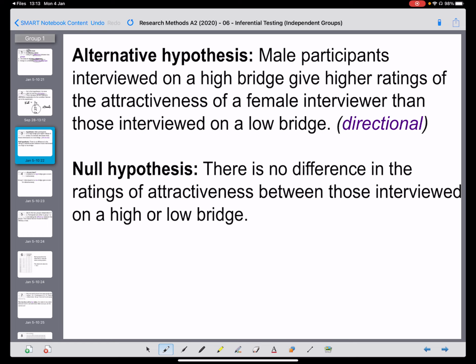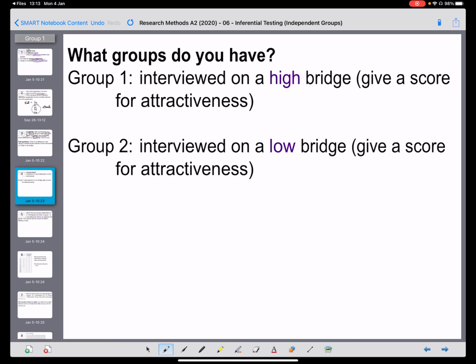Now, it's clearly something which I wouldn't approve of, giving any form of rating of attractiveness for anyone, but the principle behind this is that they are interviewed by a female, and after the interview, they get asked, well, what is the level of attractiveness? Now, the IV being either the high bridge or the low bridge. So it's quite clearly independent groups. We have a high bridge and we have a low bridge. You can't be on both.